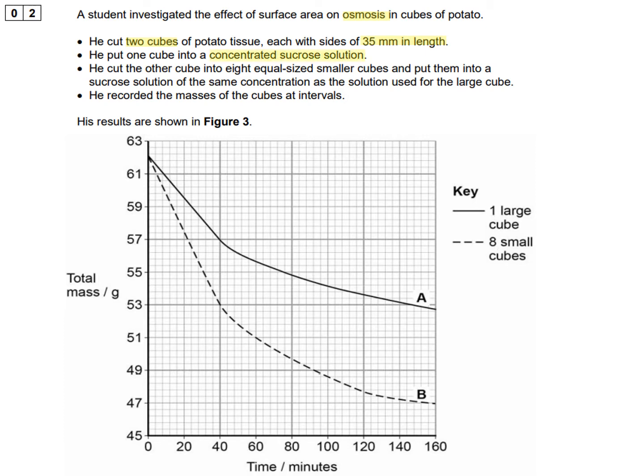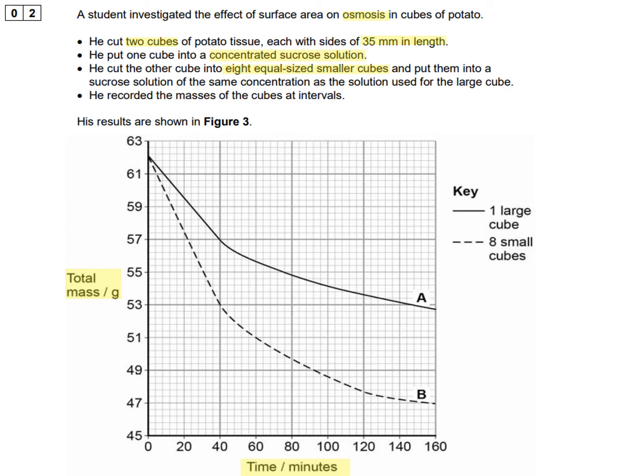So if we then circle a bit more of the information, it tells us the scientist put one cube into a concentrated sucrose solution. Now, we might want to be thinking that that sucrose solution is going to have quite a negative water potential if it's fairly concentrated. And the scientist then, in a second experiment, cuts one of the cubes into eight equal size smaller cubes and then puts them into a sucrose solution of the same concentration as the original experiment. So we're going to take a 35 millimeter length cube and cut that into eight smaller cubes and place them into the same concentrated solution.